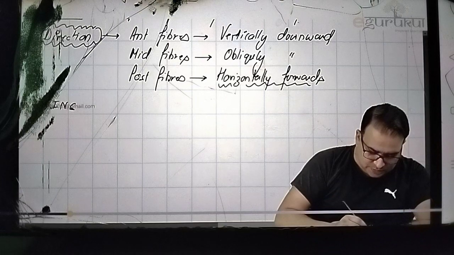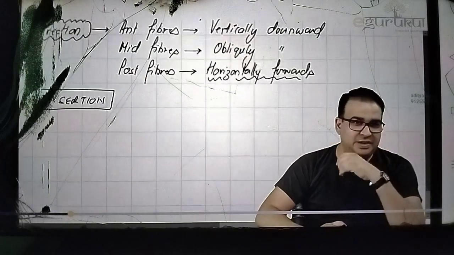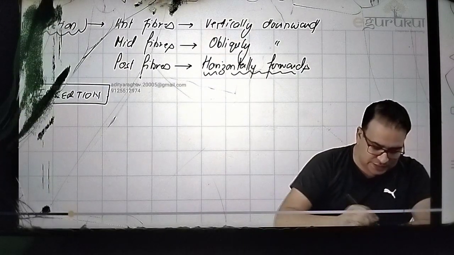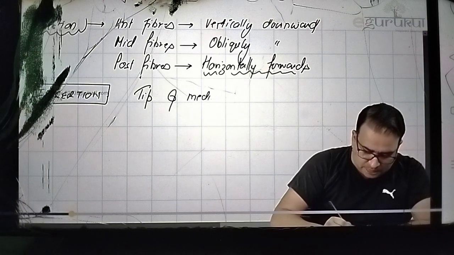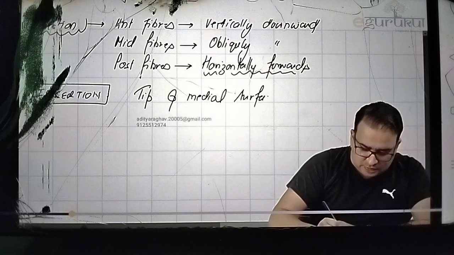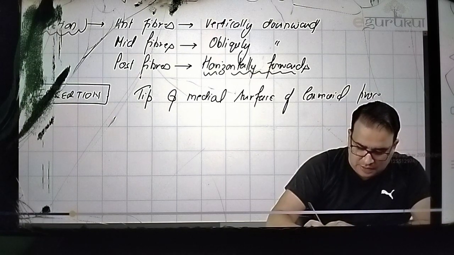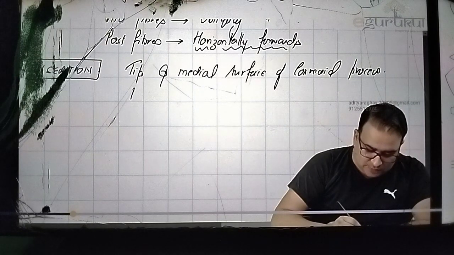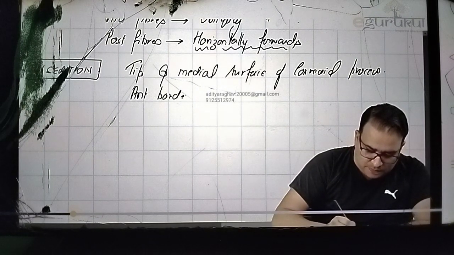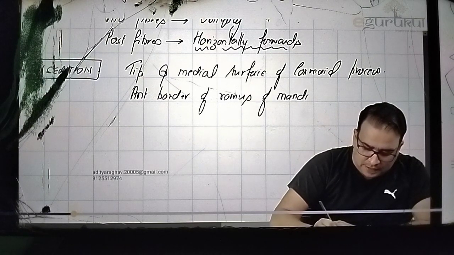Insertion. We will not be discussing all the muscles of the entire body in this detail, but this is definitely needed. Insertion, guys. What is the insertion of this muscle? It is inserted to the tip and medial surface of what? Of the coronoid process. Tip and medial surface of the coronoid process, and it is also inserted along the anterior border of the ramus of mandible.